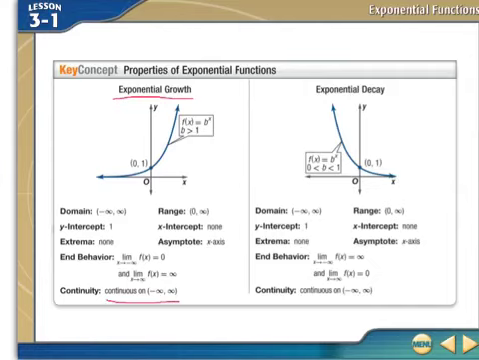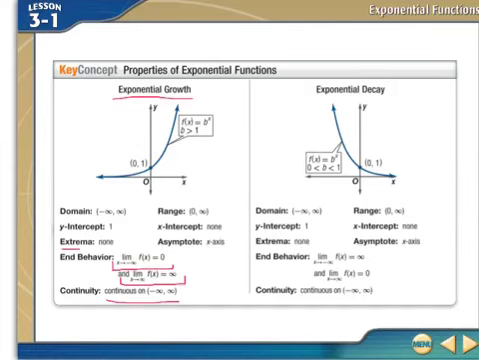As we move to the right, since y is increasing as x approaches infinity, you would say the end behavior as x approaches infinity would be infinity. And as x approaches negative infinity, your limit, or your end behavior, is going to be approaching 0.